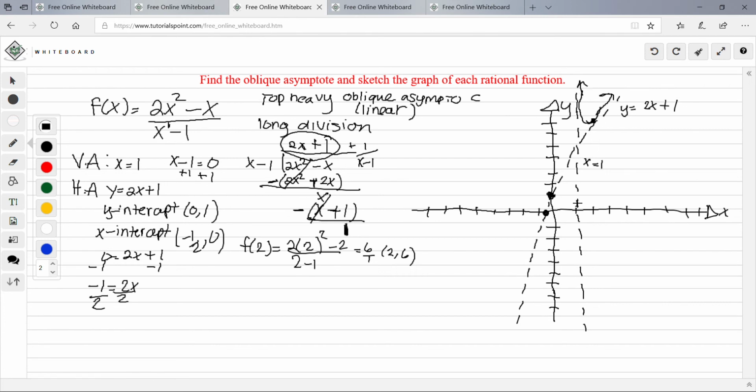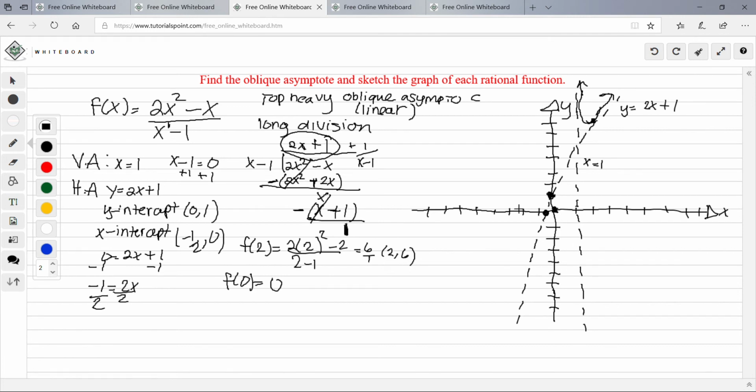Now let's go on the bottom. The first point I'm going to use is 0, f of 0. Right, I can use f of 0 because it's not our VA and it's not going through any of our X or Y-intercept. Yeah, because it's -1, so I could use 0. If you plug in 0, you get 0. So that point is 0, 0. So here's 0, 0.